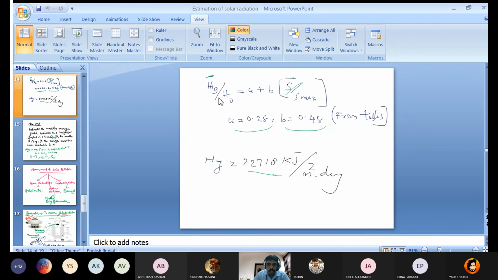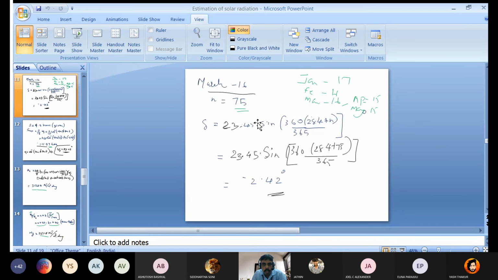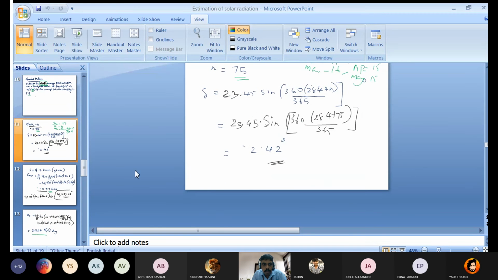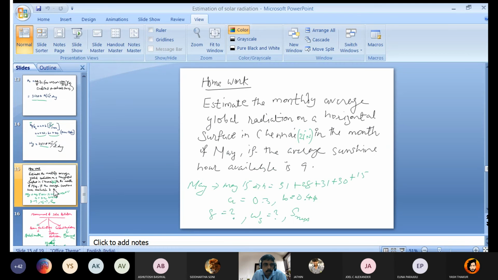So what is the correlation? Hg by H0 is equal to a plus b into s by s max, where a is equal to 0.28, b is equal to 0.48 from the table. You check the table, you will get these values for Baroda, 0.28 and 0.48. So you put it in this equation. H0 we got, no? What is H0? H0 we didn't find out. H0 we have to get.